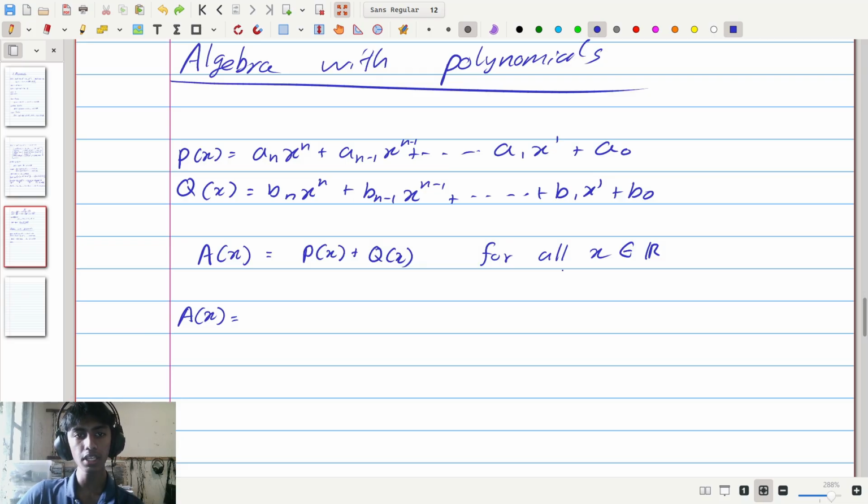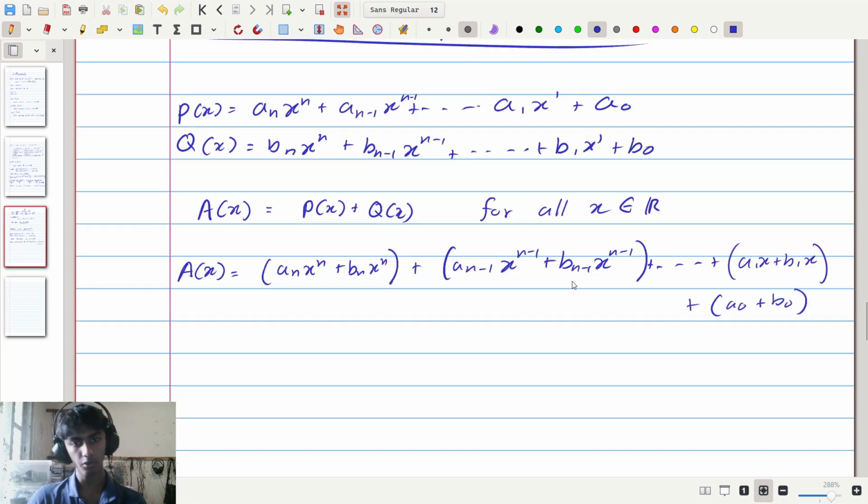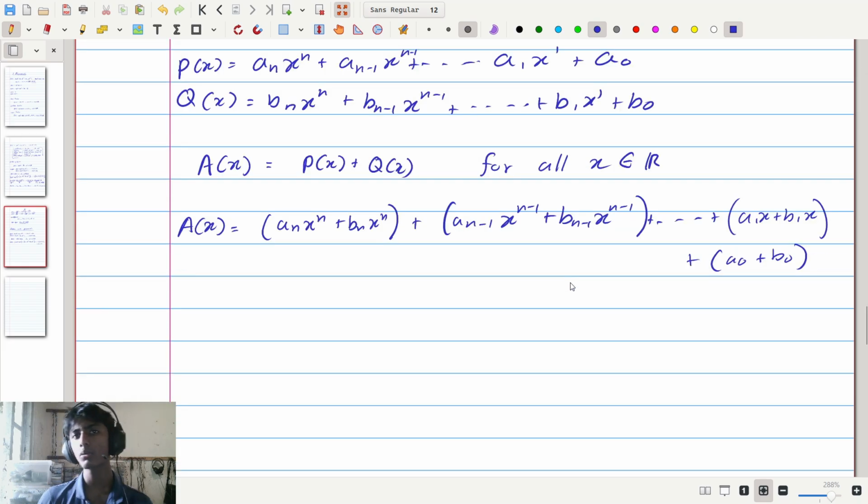So this would be a_n x^n plus b_n x^n plus a_(n-1) x^(n-1) plus b_(n-1) x^(n-1) dot dot dot all the way down to a_1 x plus b_1 x plus a_0 plus b_0. So now considering this, all of these are equal, let's now factor out all of the x to the r terms and see what we get.